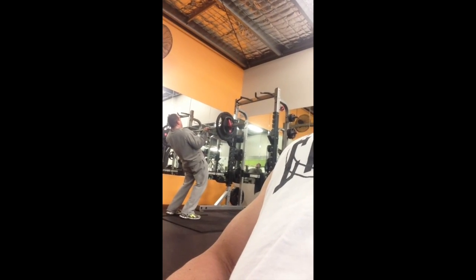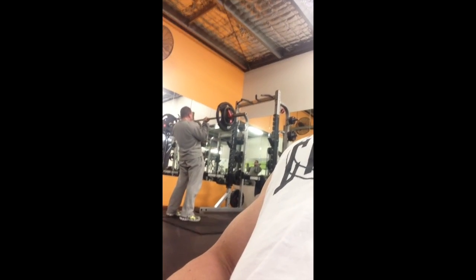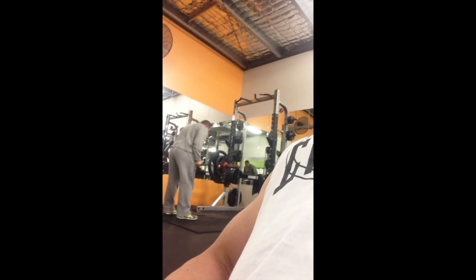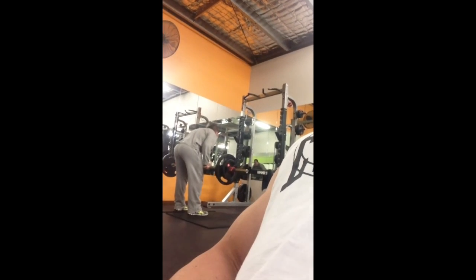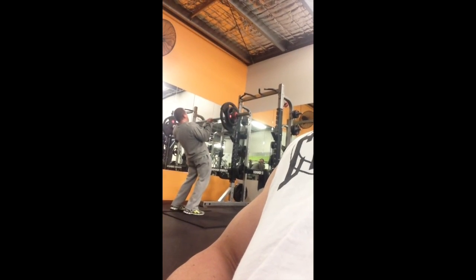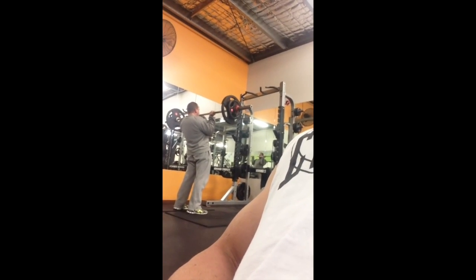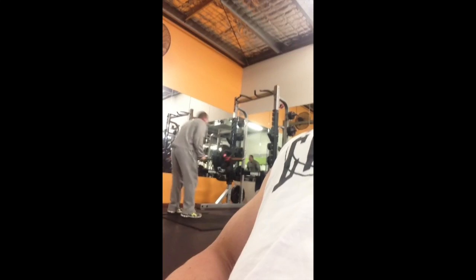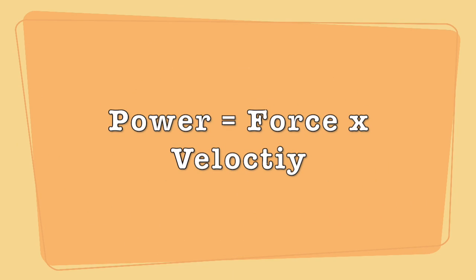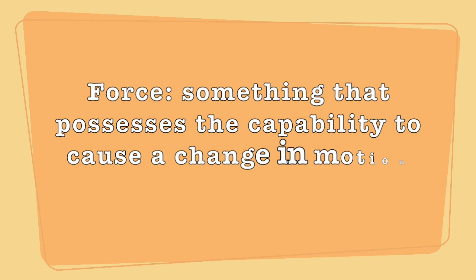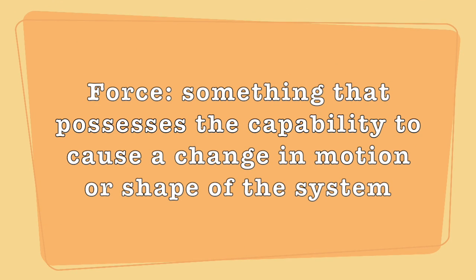By doing this, less momentum is concentrated on the bicep, and less strength gain will occur in that area. Since the mass is constant, the velocity increases due to this increase of momentum throughout the whole body. Power is equal to force times velocity. A force is something that possesses the capability to cause a change in motion or shape of the system.